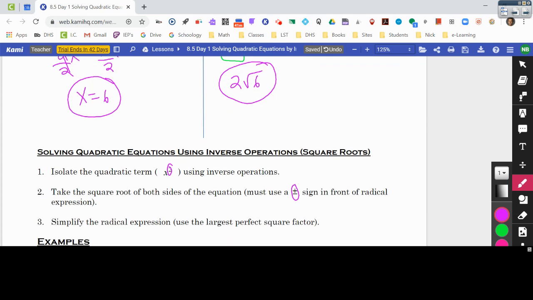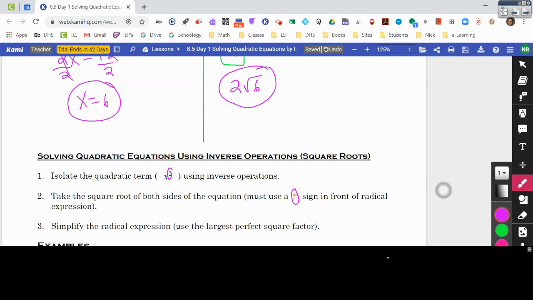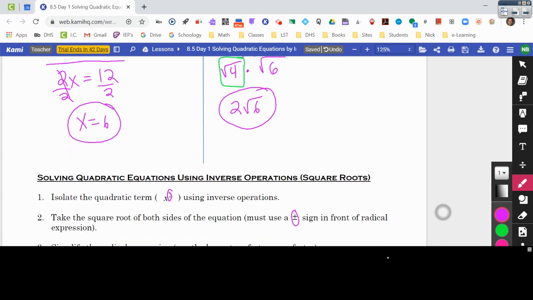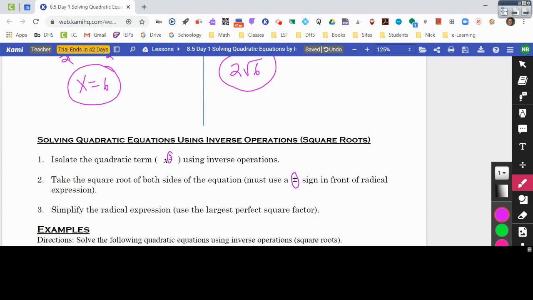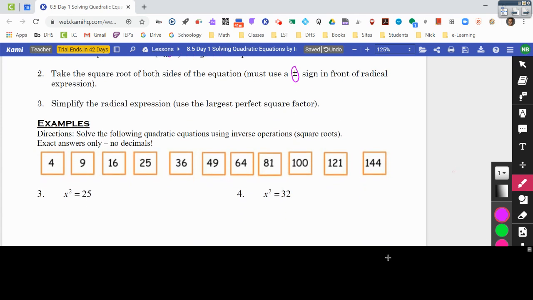All right, and then the third step is going to simplify that radical expression using that largest perfect square factor, just like what we did in the warm-up number 2 there. So we're going to, like I said, combine both of those skills to do our solving of quadratic equations. And again, here are these perfect square numbers that we want to find.